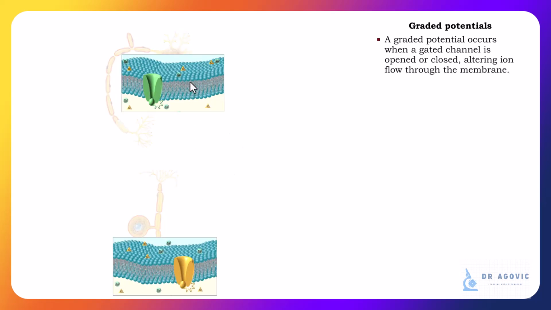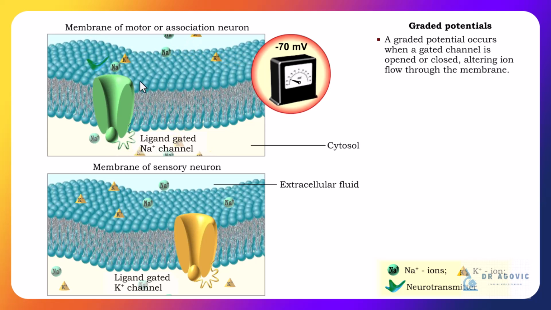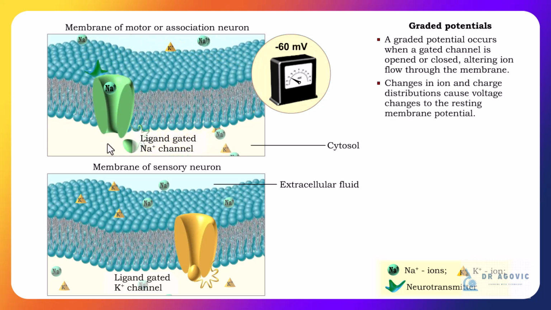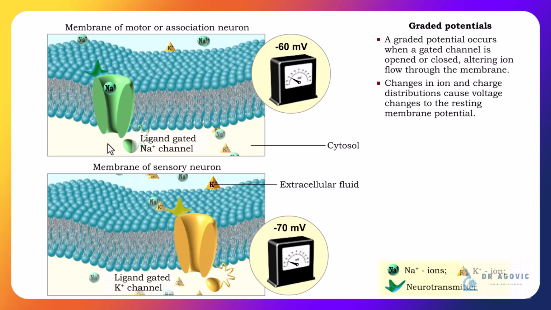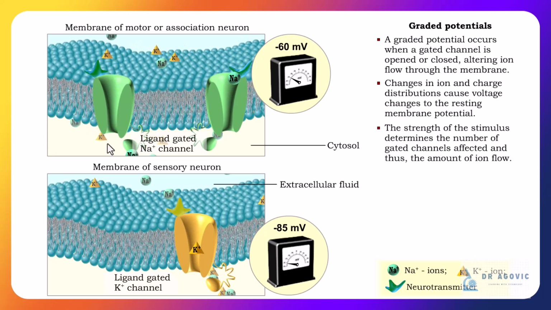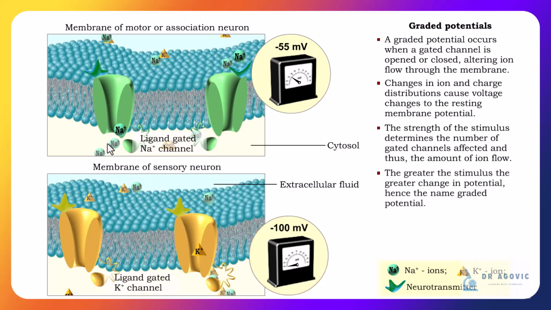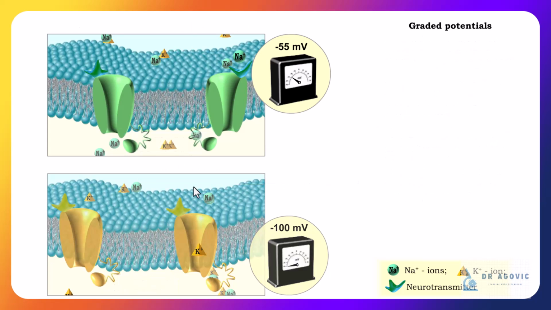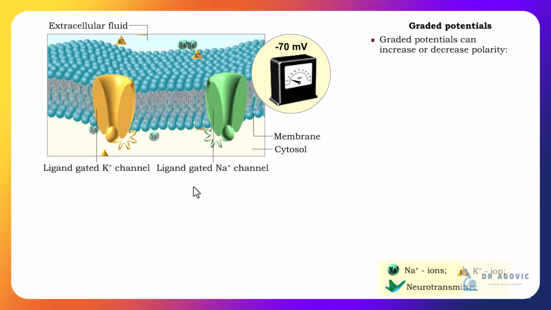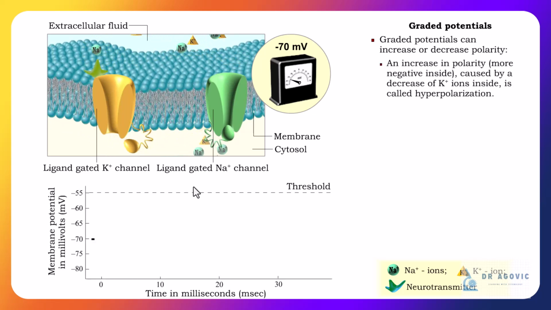A variable deviation of the resting membrane potential voltage value is known as a graded potential. A graded potential occurs when the stimulus opens or closes gated ion channels and the voltage of the resting membrane potential is altered because of the changes in ion charge distribution. As the stimulus increases, more gates are affected and therefore the rate of ion flows as well. The greater the stimulus, the greater the change in potential, hence the name graded potential. These graded and local voltage deviations can increase the polarity, meaning more negative inside, or decrease the polarity, meaning less negative inside.